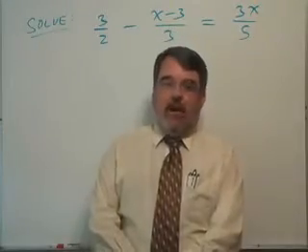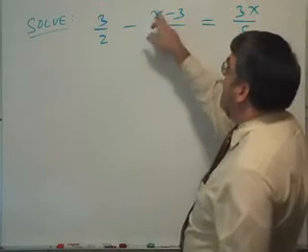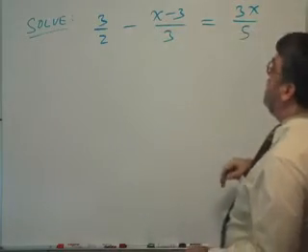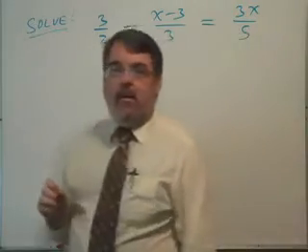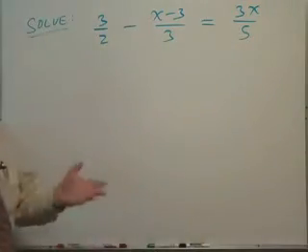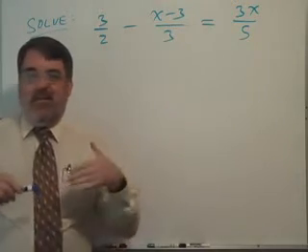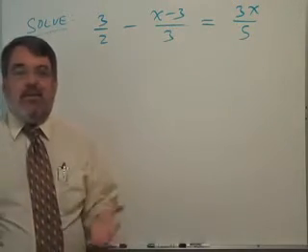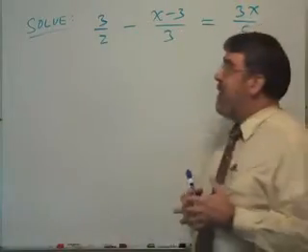Here's a problem involving fractions. Let's read through it. Solve 3/2 minus (x - 3)/3 equals 3x/5. Well, what do you do with the fractions? It's possible to get common denominators and add these things together and work it that way. But it's not that practical.